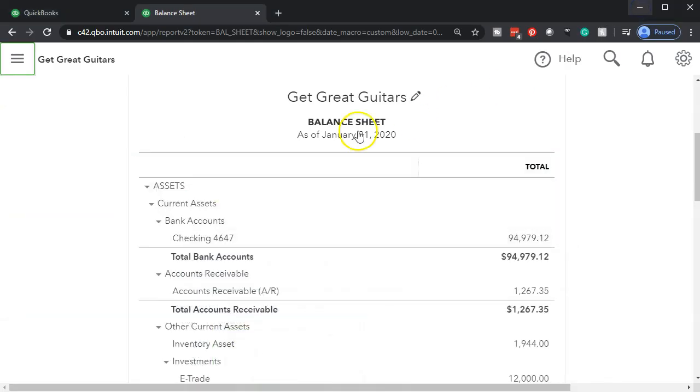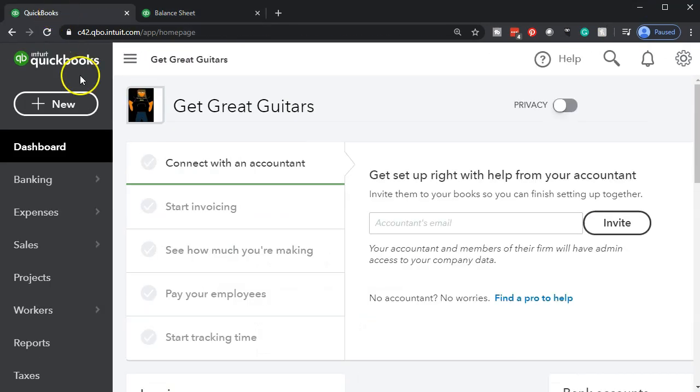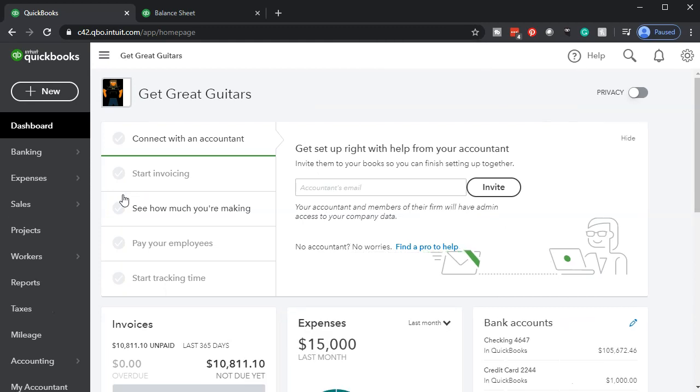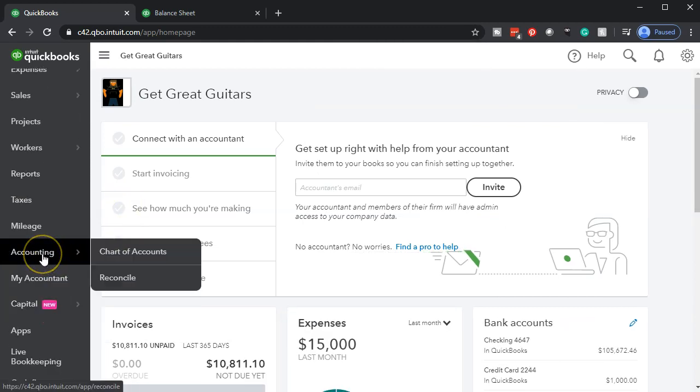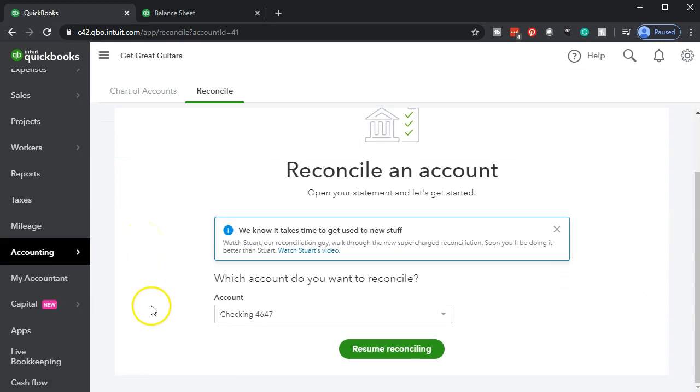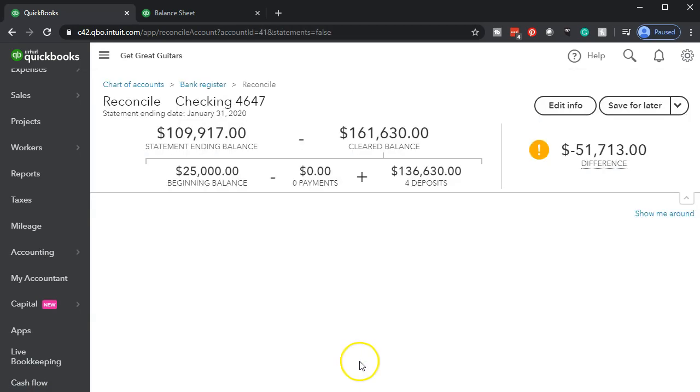So I'm going to minimize this. I'm going to go back to the first tab and we're going to go back into the reconciliation. And we're hoping it's still there. We did some work before lunch and we're like, I hope it didn't disappear or anything. We're going to go down to the accounting down below and go to the reconcile, and we should now have this thing that says resume reconciling. So that's good. That sounds like it's going to take us where we were last time.